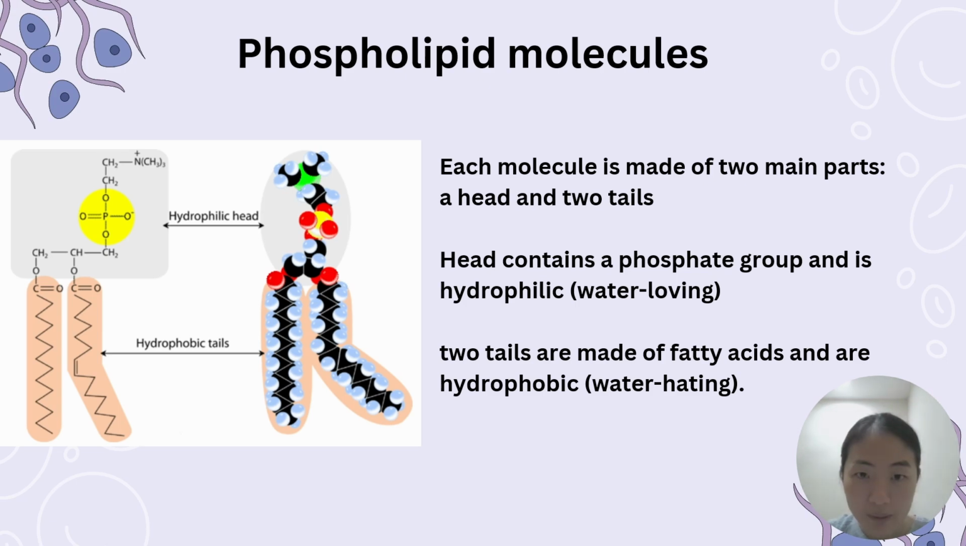Let us study the structure of the phospholipid molecule. Each phospholipid molecule is made of two main parts: a head and two tails. The head contains a phosphate group which carries a negative charge. So it becomes a polar molecule which can interact with water, which is also a polar molecule. And this phosphate head is hydrophilic, meaning it is water-loving.